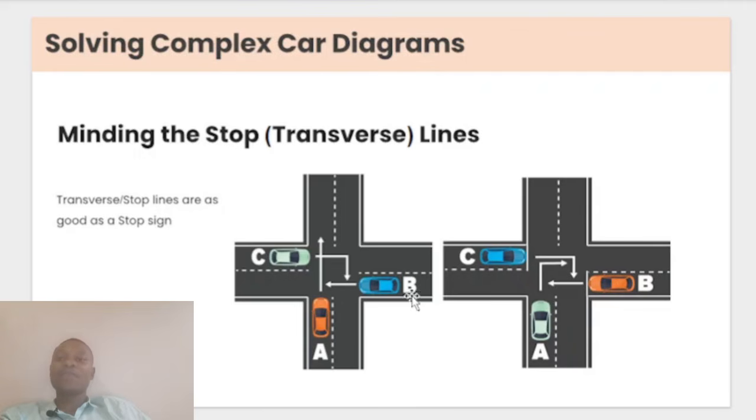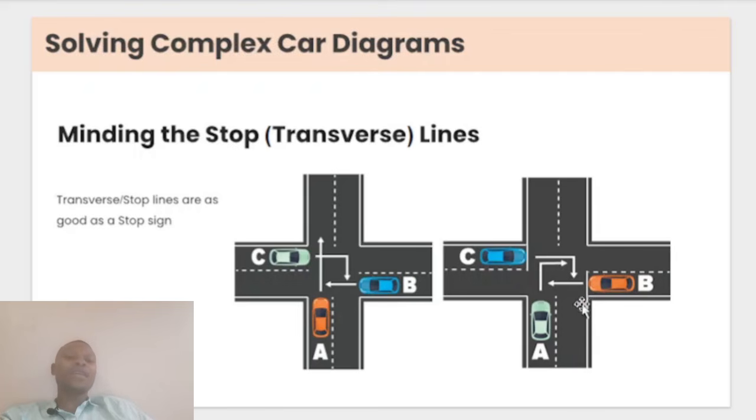Remember, on the first car diagram, the first car to go was car B, but by reason of these stop lines, the first car to go has to be car A. Now we have established that car A goes first. Now which one goes second and which one goes third here on this car diagram?